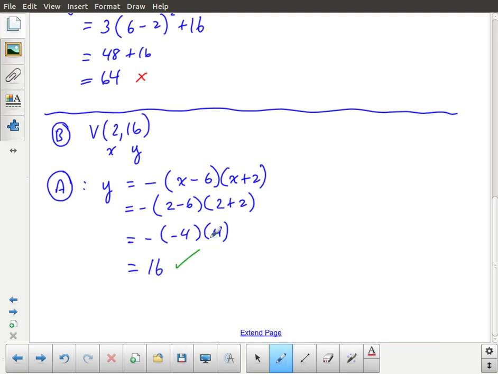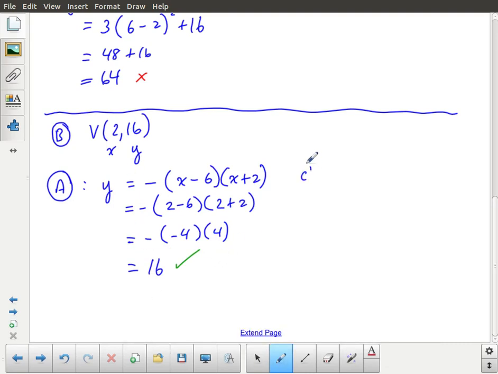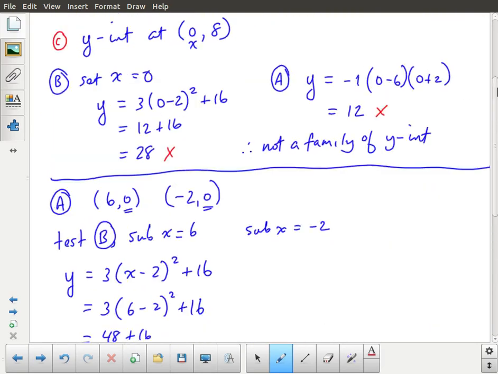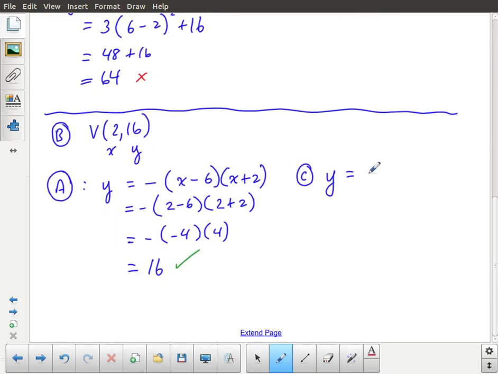Oh, hey, that is a correct result. So that means that so far they're in the same family. So let's check relationship C, which was the one that was in standard form. Negative 2x squared plus 8x plus 8.